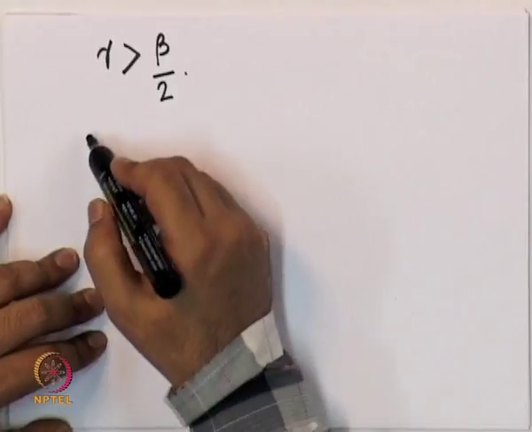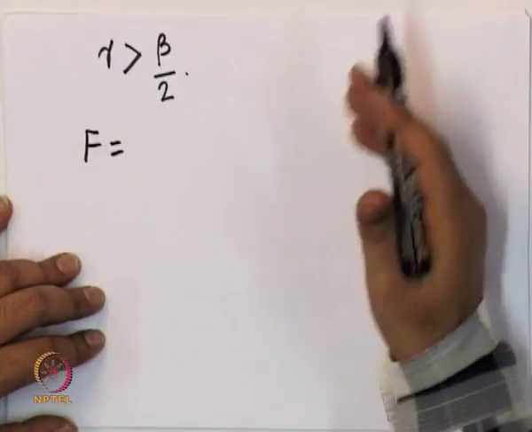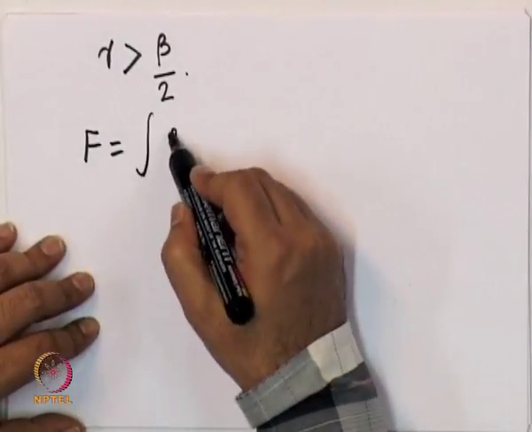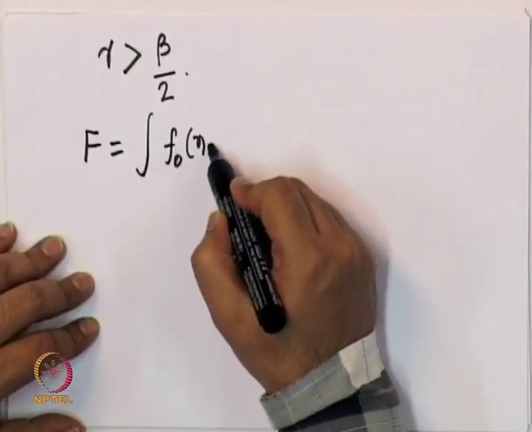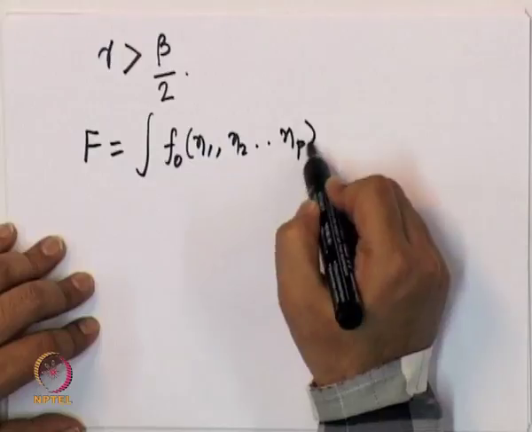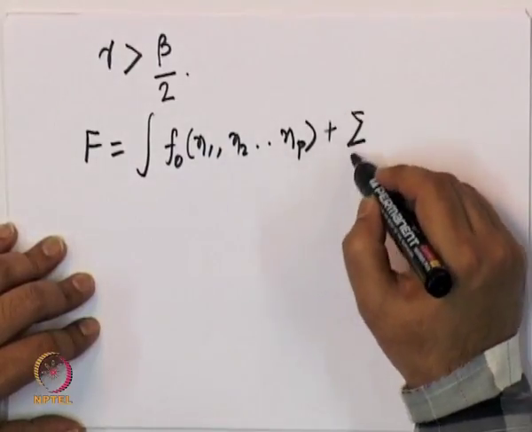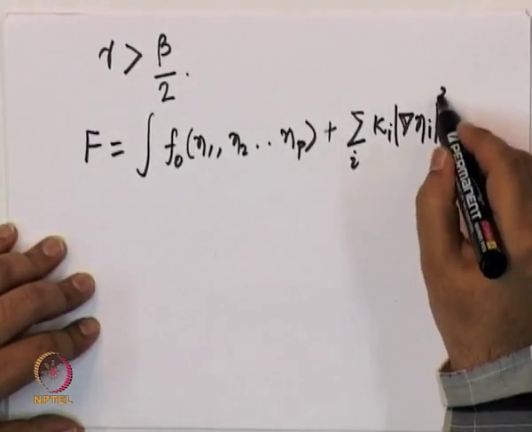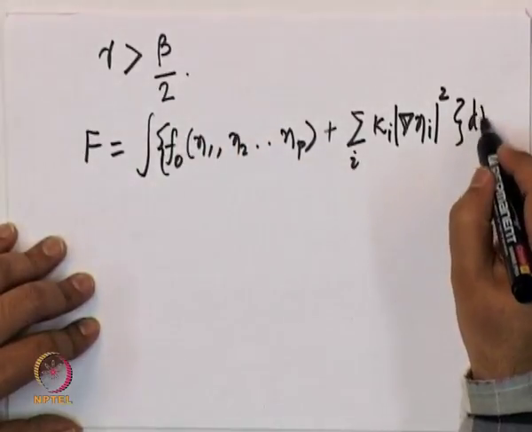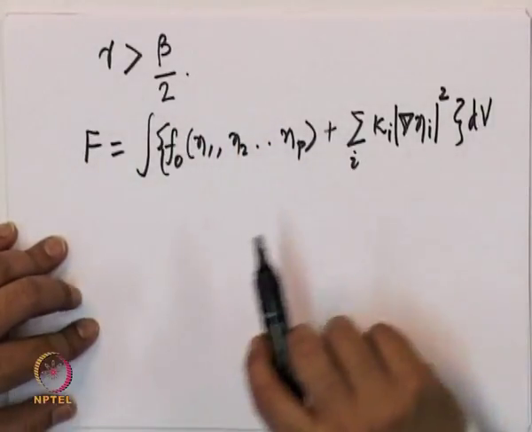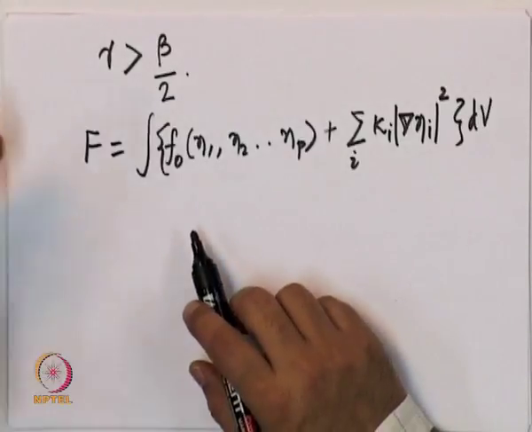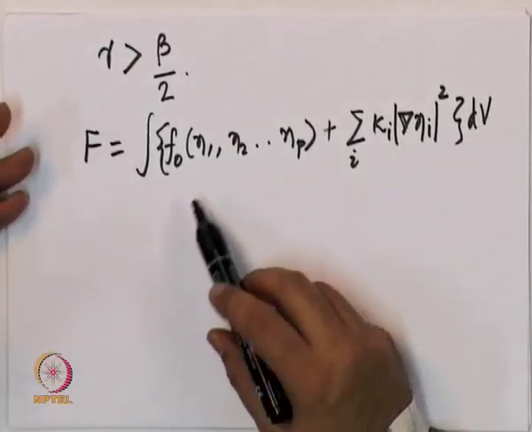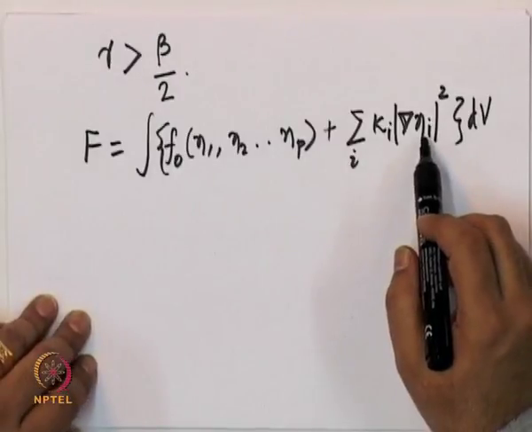Okay. Now, of course, once you have the required minima with the required property, you can write the total free energy density, because that is nothing but this F0, which is a function of eta 1, eta 2, etcetera, up to eta p, plus summation over I of kappa I, del eta I squared, dv. So this is the free energy density. So we have achieved the first aim, namely to describe the thermodynamics of the system using the order parameters we have chosen and their gradients.